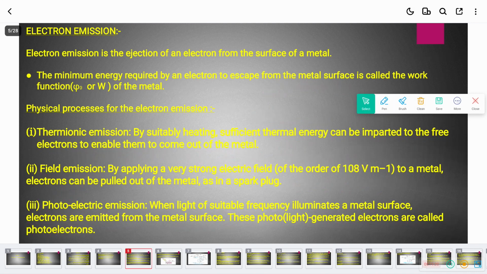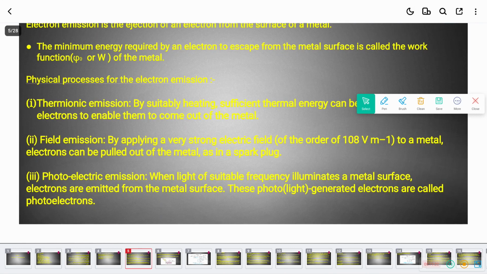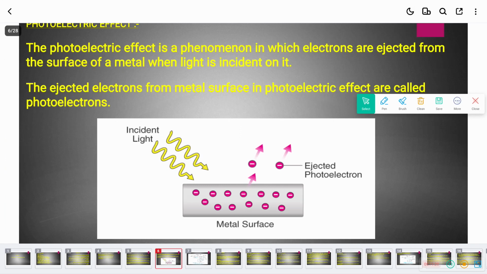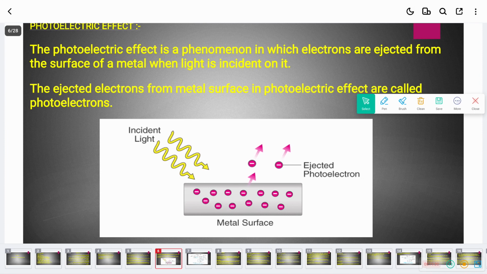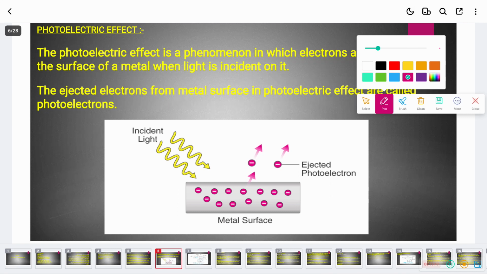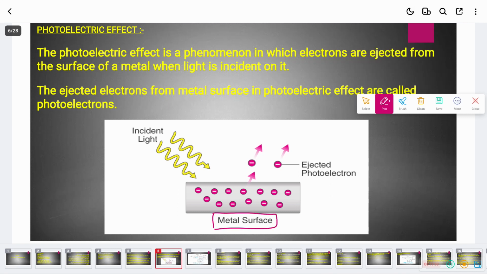Now next, everyone listen. Photoelectric effect. Direct photoelectric effect was there after emission. All of you listen here carefully. This is your metal surface. These are metals, negative charge, basically electrons. This is incident light. When incident light falls on the metal surface, electrons are ejected.